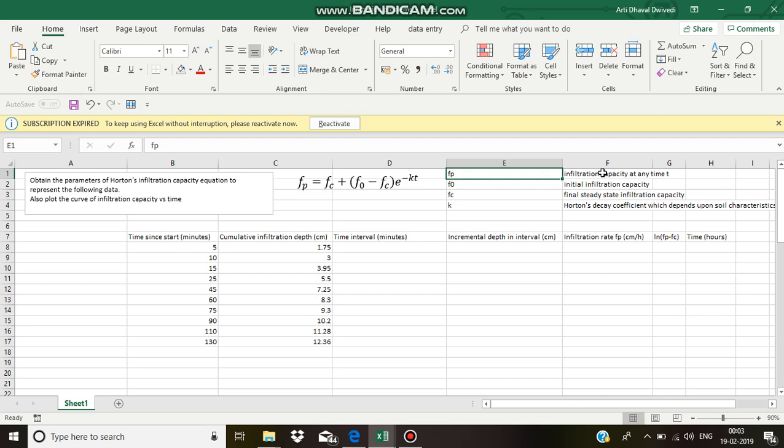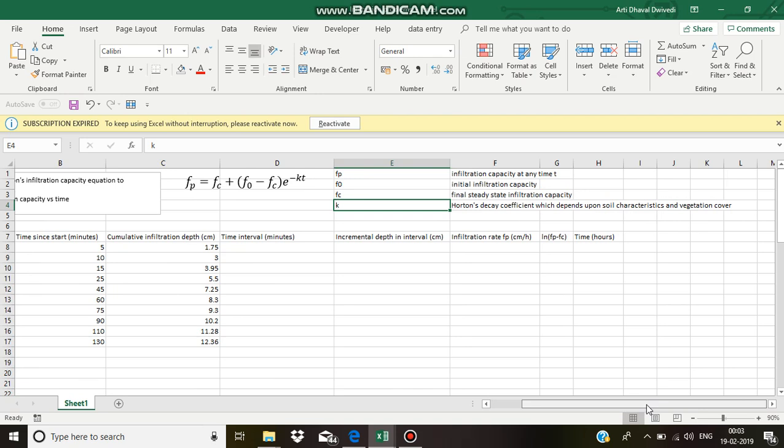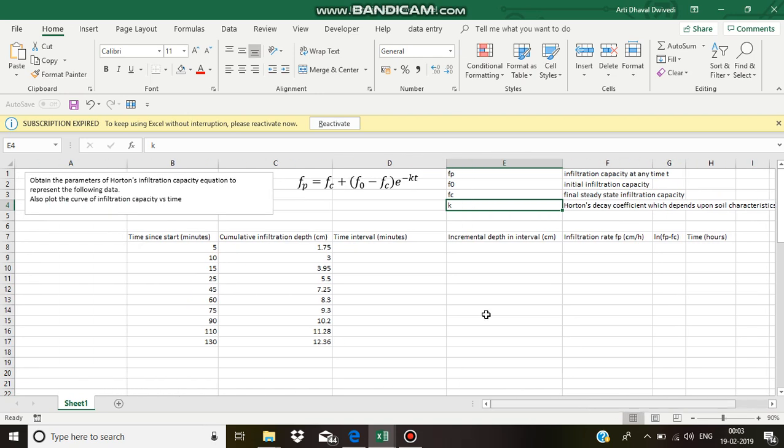Fp is the infiltration capacity at any time t. F0 is the initial infiltration capacity. Fc is the final steady state infiltration capacity, and K is the Horton's decay coefficient, which depends upon soil characteristic and vegetation cover. So the time since the start of infiltration is given 5, 10 up to 130 minutes, and cumulative infiltration depth is also given.